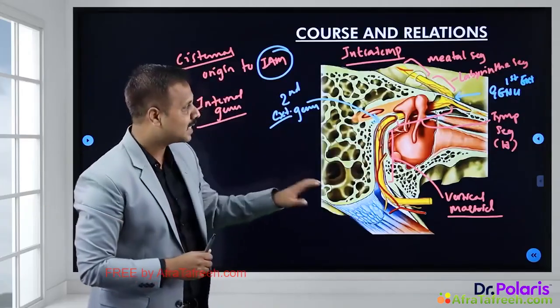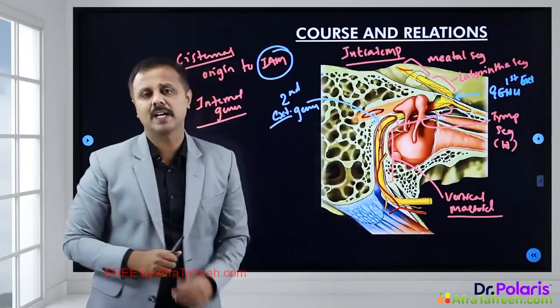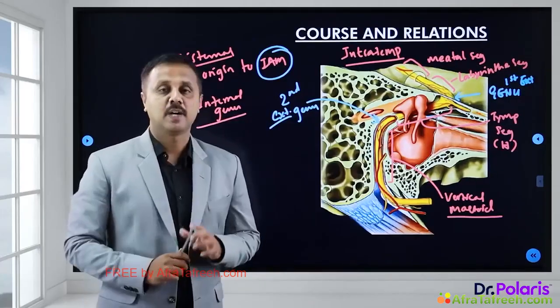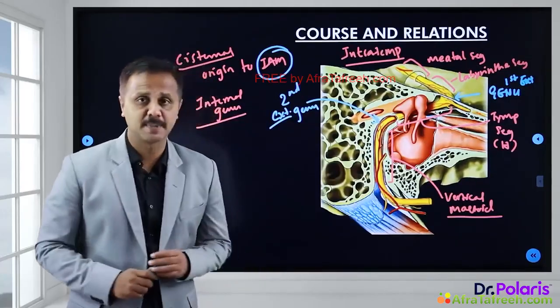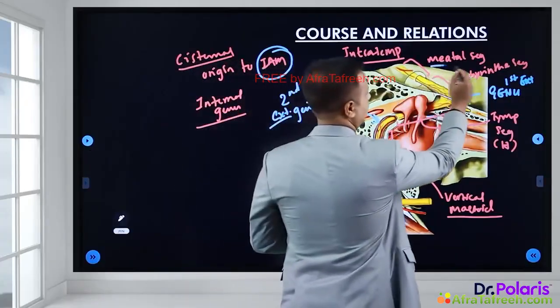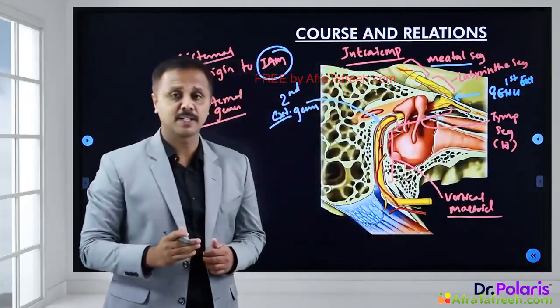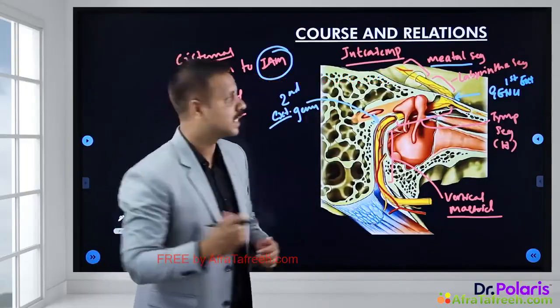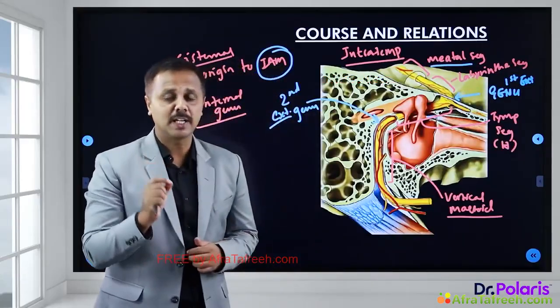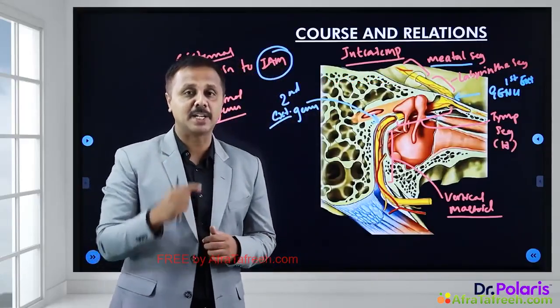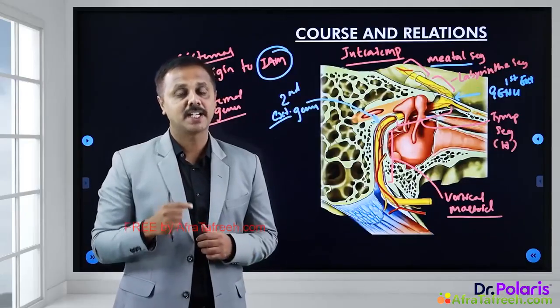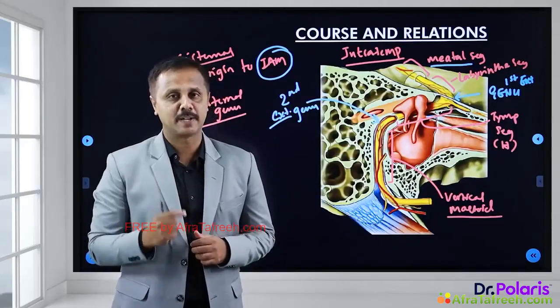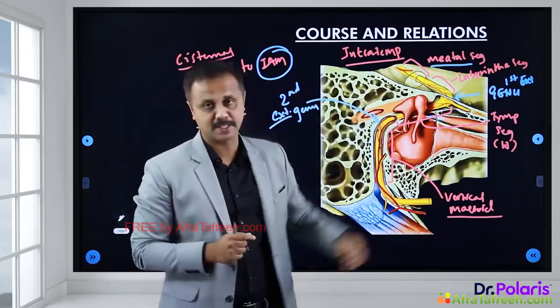Right? As I said, each of these segments has some peculiarity. Now, what are these peculiarities? Let's begin with the meatal segment. The meatal segment, as we learned, is present within the internal acoustic meatus. The peculiarity of the meatal segment is that it lacks a neurilemmal sheath. It lacks the endoneurium, right? Instead, it is covered by thin arachnoid matter. That is the peculiarity of the meatal segment.